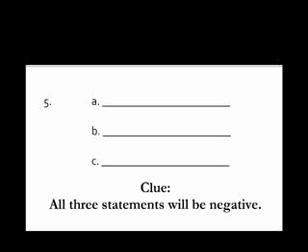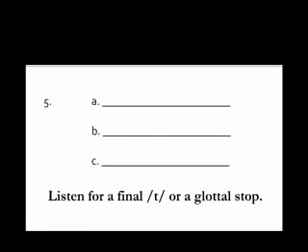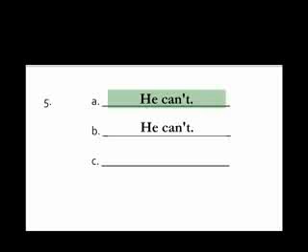5. Now this one will be a bit more challenging. All 3 statements will be negative. What you need to listen for is whether I say a final T or a glottal stop. Are you ready? He can't. He can't. He can't. I said, he can't. He can't. He can't. A was different. I said the final T in A. In B and C, I used the glottal stop.